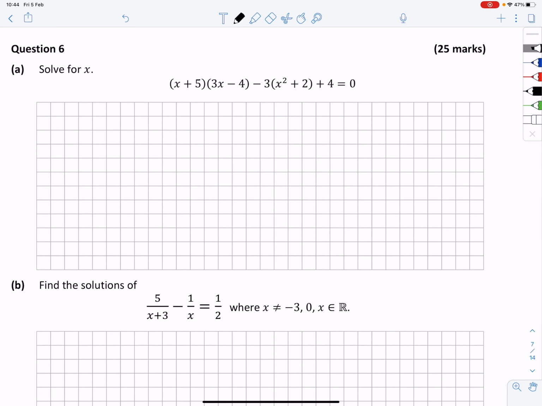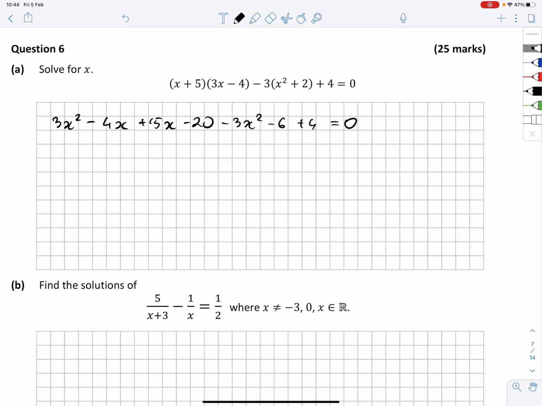So as always I'm going to start by simplifying, so multiply the brackets out. From the first bracket we have 3x squared, minus 4x, plus 15x, and then minus 20. From the second bracket, minus 3x squared and minus 6 plus 4, all that equals 0.